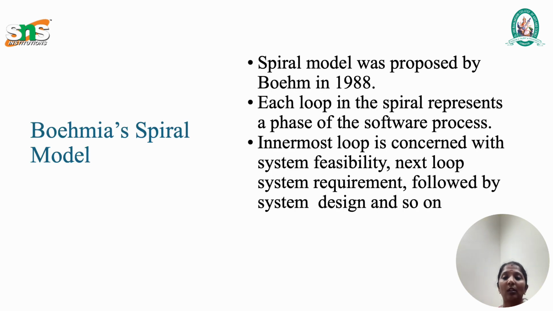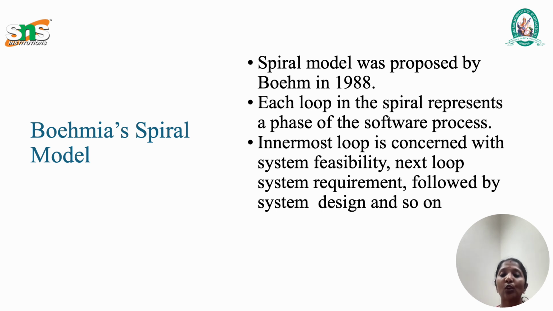The spiral model was proposed by Boehm in 1988. This model represents the software process as a loop, and each loop represents an activity. What are the activities? I will tell you one by one. When I started the session, I told you about the software process, the activities needed in order to develop a software product. The same thing applies here: each loop represents an activity.